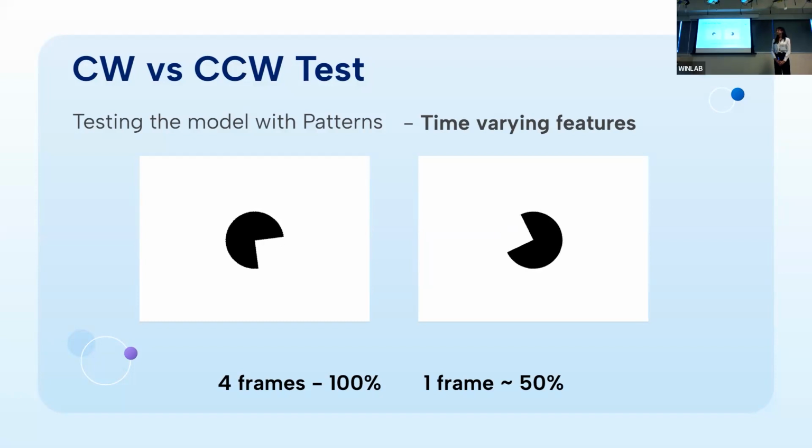And that's what we expected, because if you have 0 transitions, it has to purely guess. And that's why it's 50% for 1 frame.